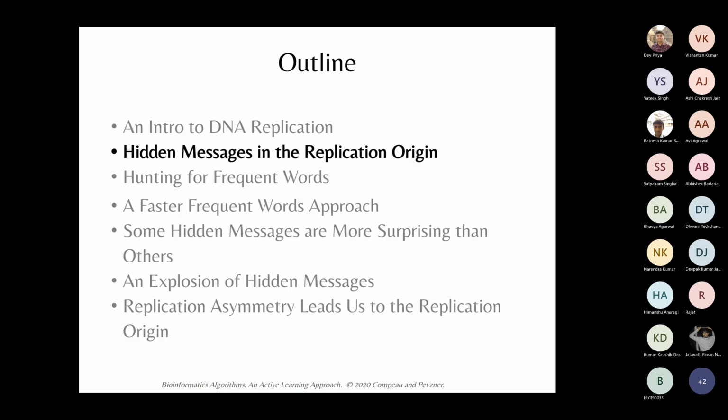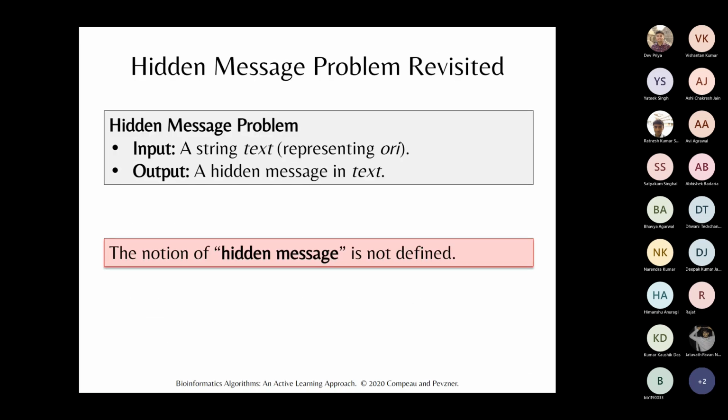Okay. So now let's try to define the problem formally, finding hidden messages in the origin of replication. Let's solve the second problem. Again, you have an input which is a string that represents the ori. The output is the hidden message in the text. The notion of hidden messages is not defined. So, someone was saying that if you know the hidden message in the text, then we can find it, right? Then it's not a problem. But we have to define: is the hidden message always the same message, or could it be a different message? In fact, it is not always the same message, as we will find out.